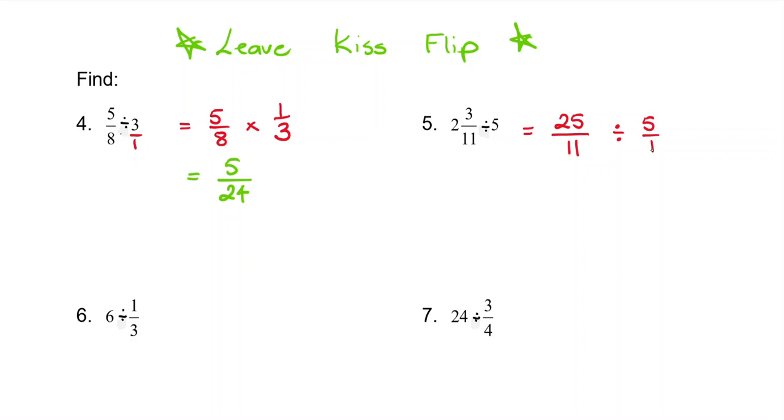Now I'm going to do the leave, kiss, flip, which means I leave the first fraction exactly as it is. Kiss means that the divide becomes a times, and I flip the second fraction upside down or find its reciprocal. All right, looking for cancelling. Matthew.